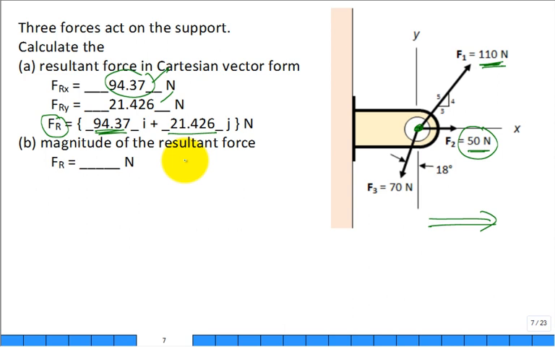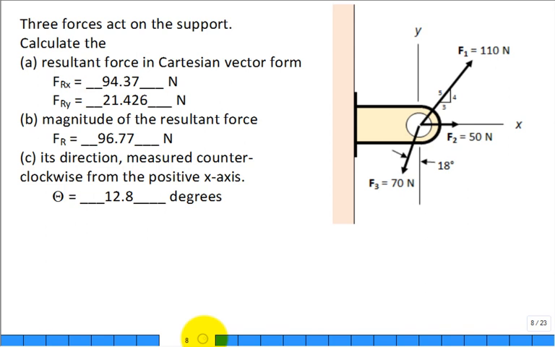So to answer part B, we used Pythagorean's theorem. So basically the square root of those squared, summed. So we come in with 96.77, or should I be clear on that? It's F of x squared plus F of y squared.